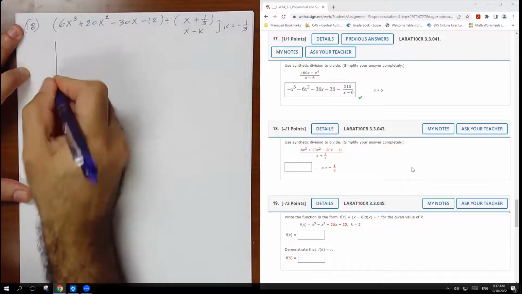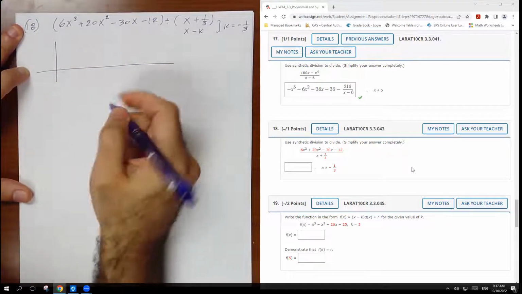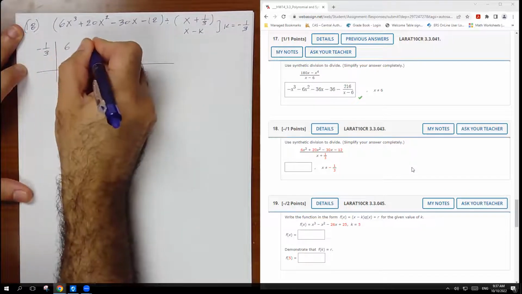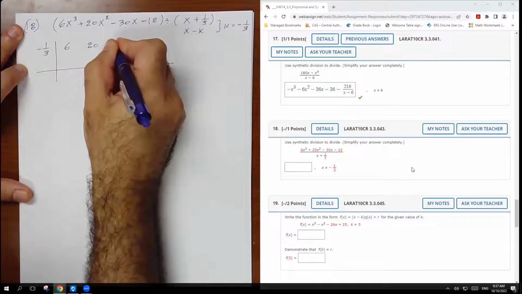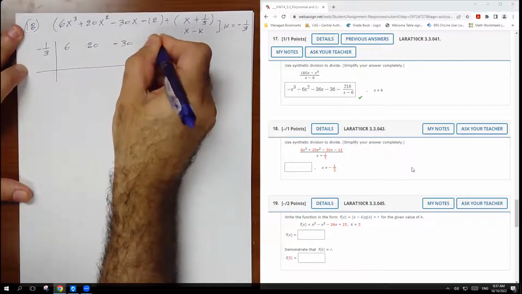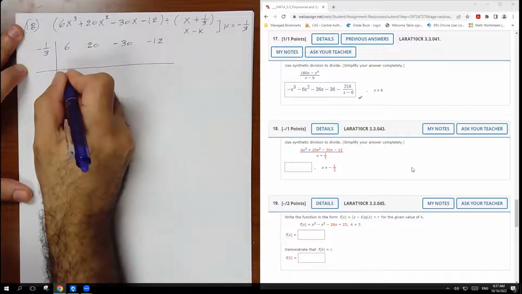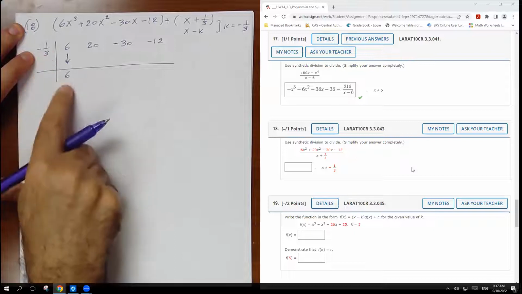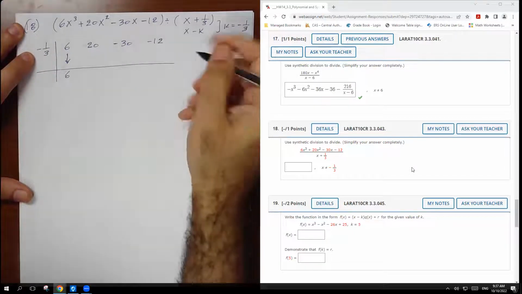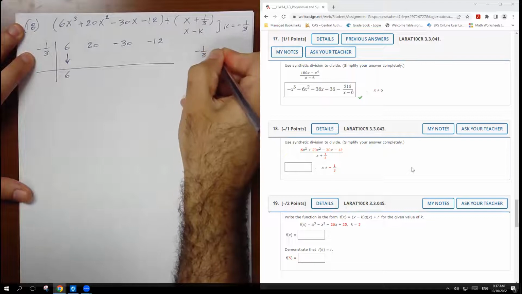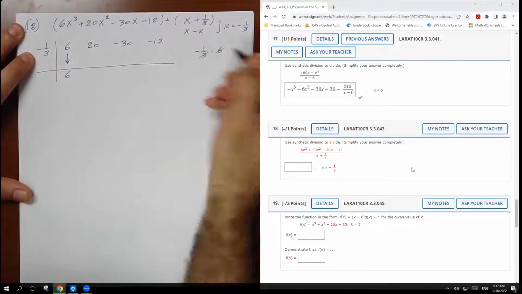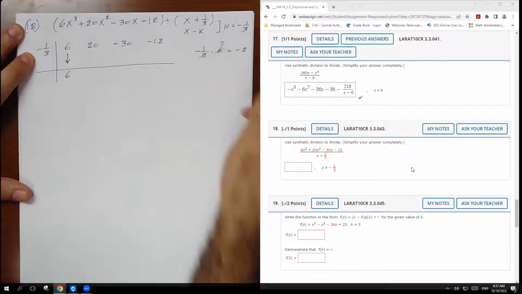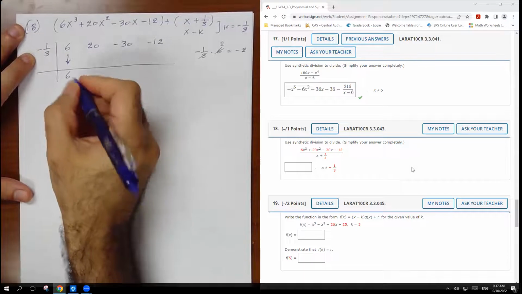So I'm going to use the synthetic division. Here's negative 1/3, then 6, 20, negative 30, and negative 12. So the first number is 6. Now, negative 1/3 times 6. Simplify, it's going to be negative 2. The result is going to be negative 2, so I'm going to write down here negative 2.